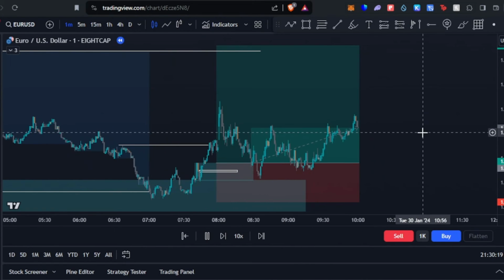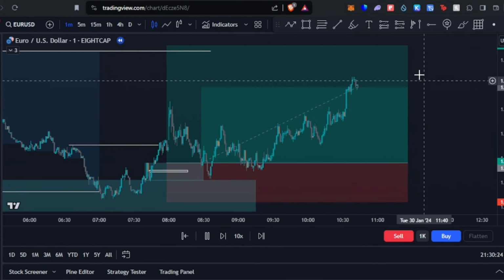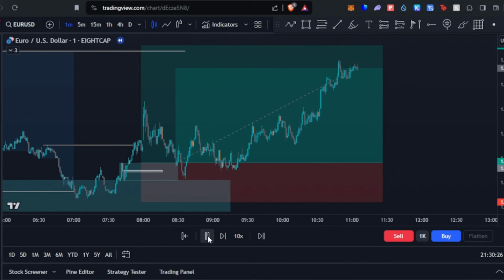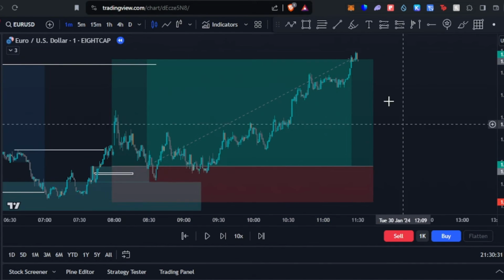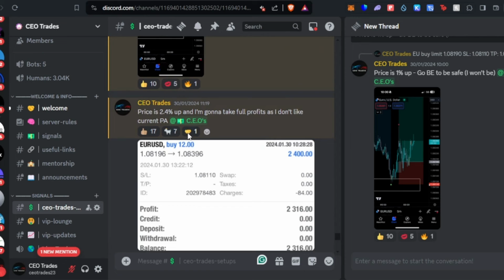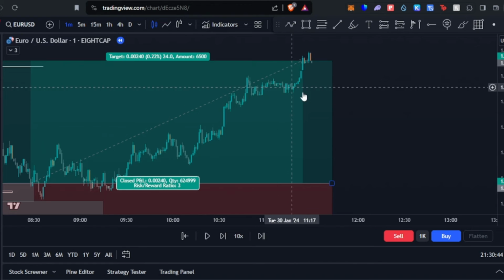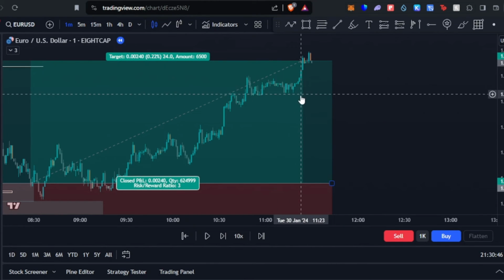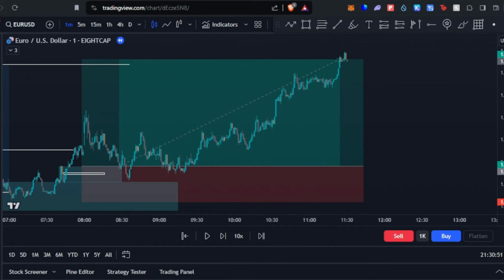So then we started to move, and it took a little bit of time, but at the end of the day we started to push higher and higher, and eventually we go up and hit our take profit. So again, not only myself but everyone in the Discord was actually able to capitalize on this trade. I said that price is up 2.4% and I'm going to take full profits, as I didn't like the price action that was happening up here. So I actually took profits just a little bit earlier, but then the trade did go on to hit full TP.